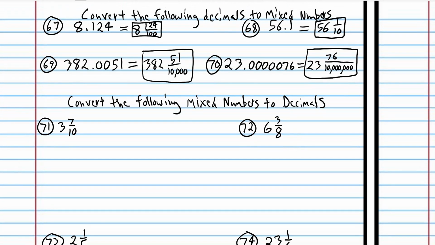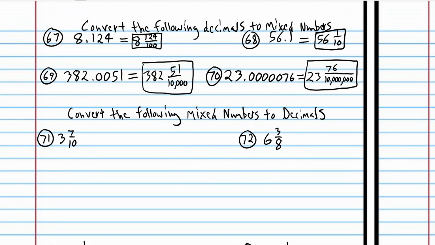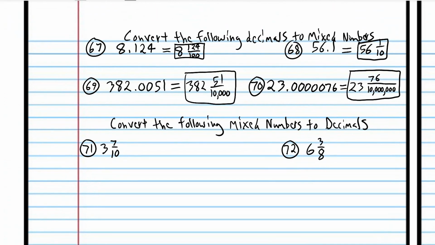All right, so now we're going to go backwards. We're going to convert mixed numbers to decimals. So we just write the 3, and then we know it's 7/10, so that's in the tenths place, so we just write 0.7. Very easy.